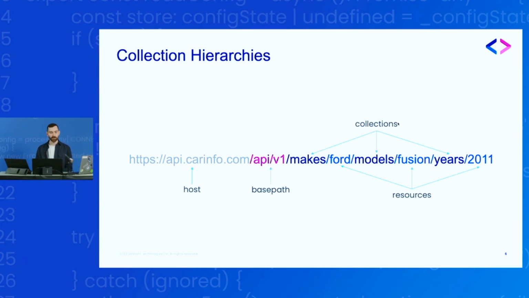Same thing with RESTful APIs. Typically they follow a collection hierarchy. So as you move down the path, it gets more specific until you finally reach that specific piece of data that you're trying to access.